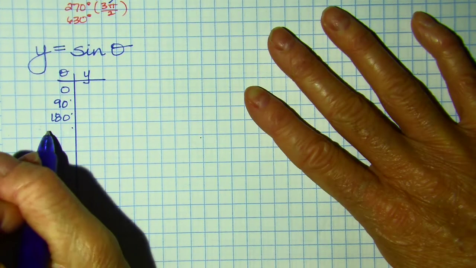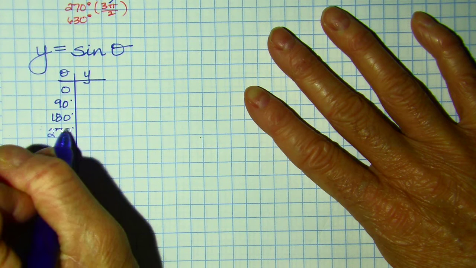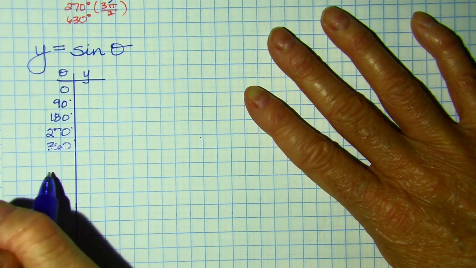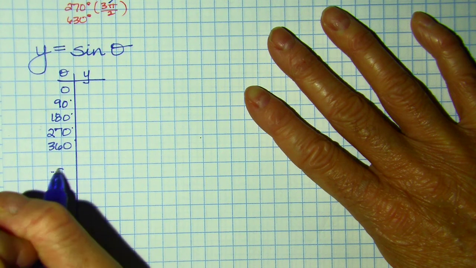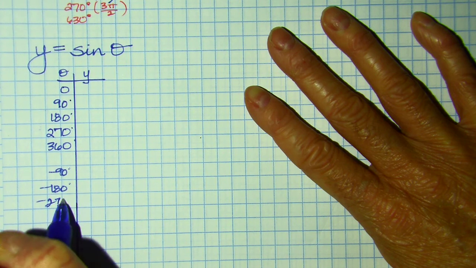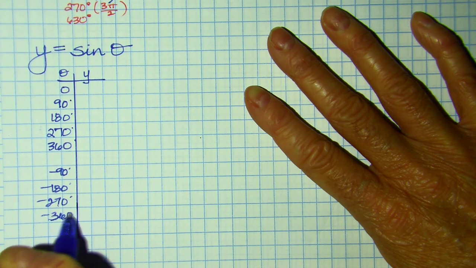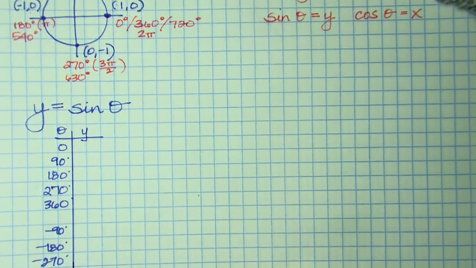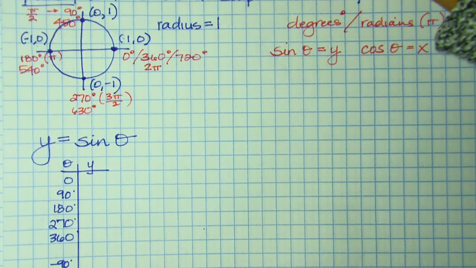I'm not going to do any decimals today. I'm just going to use perfect values: 270, 360. And then I'm also going to do the negative values, so negative 90, negative 180, negative 270, and negative 360. Okay. And I'm going to find all these values based on the unit circle.